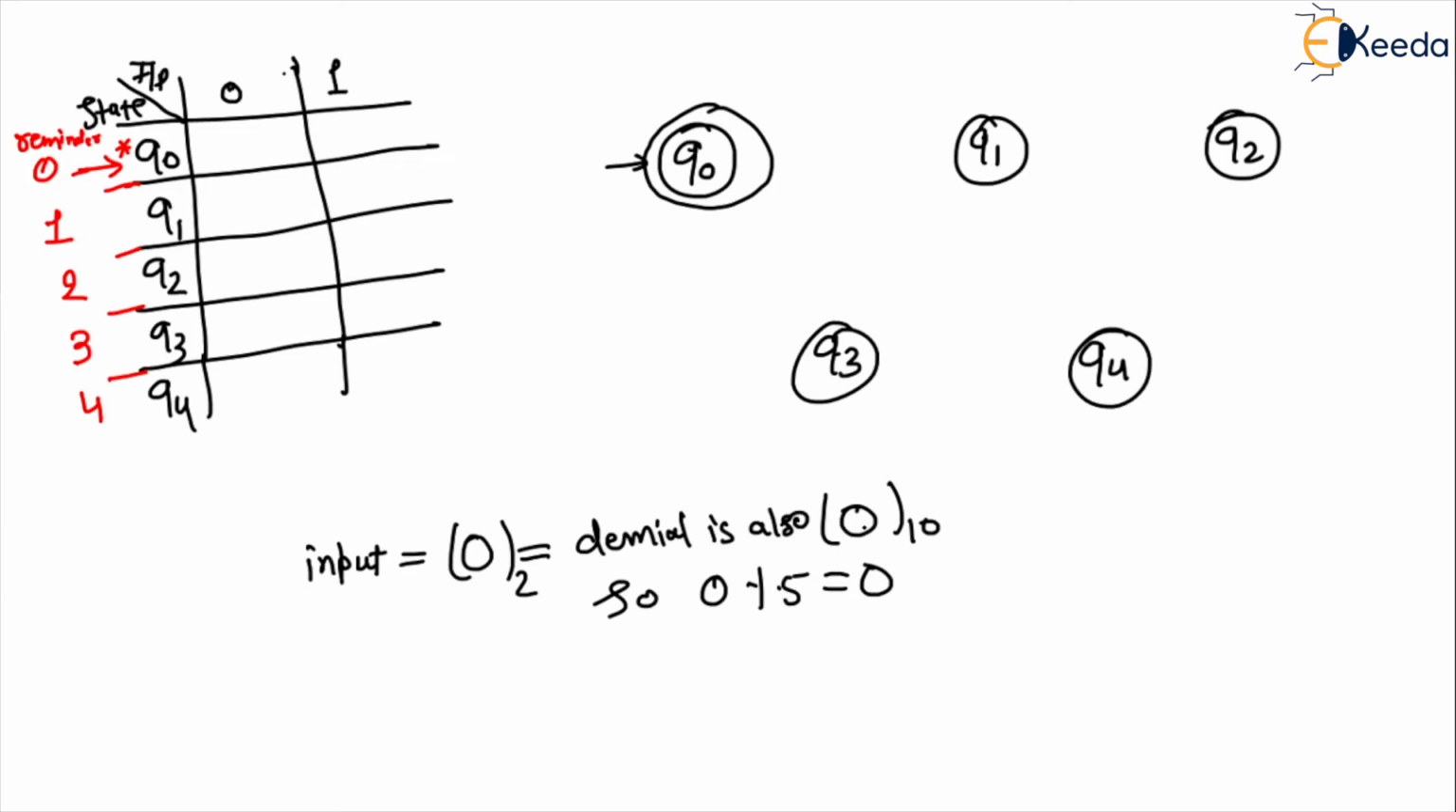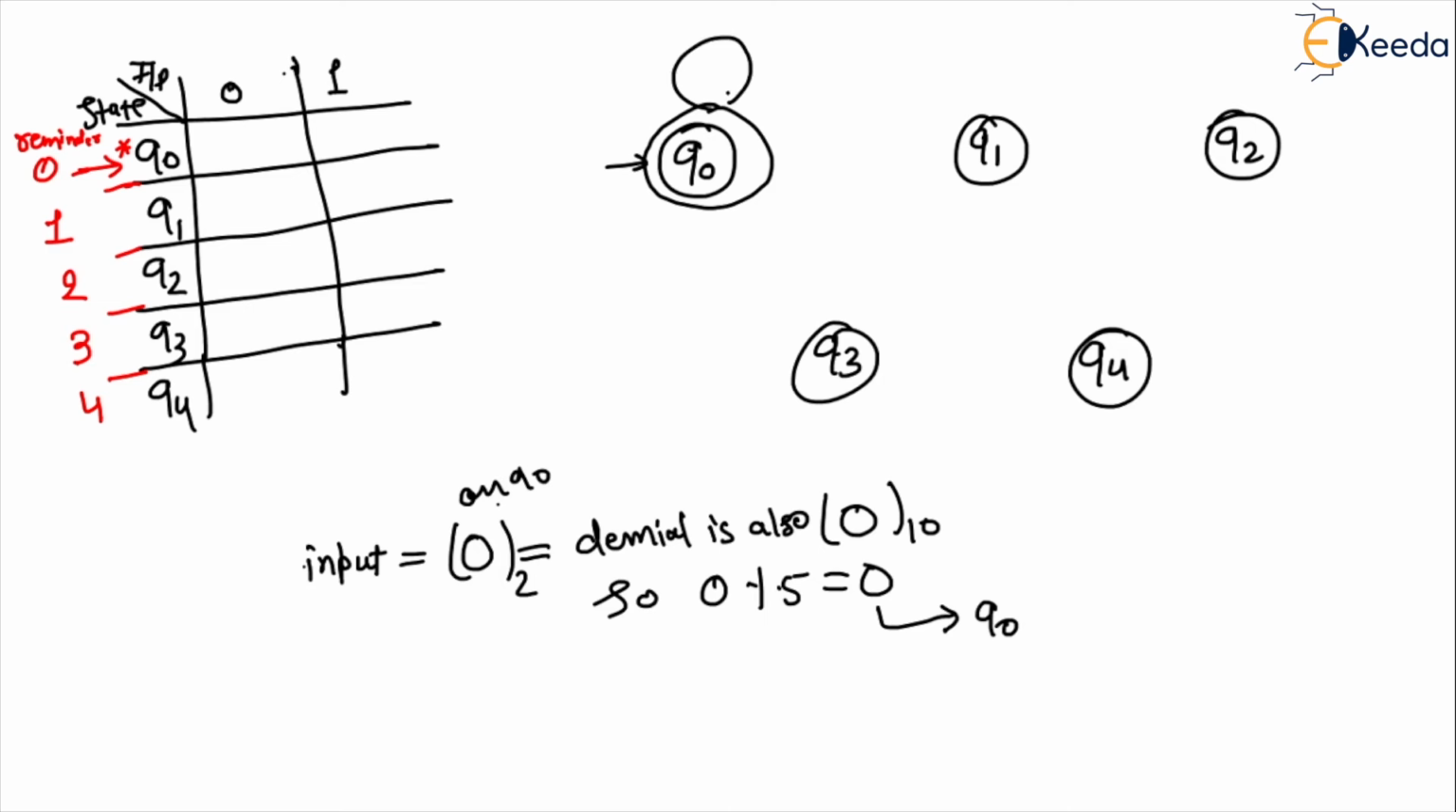And when you convert this input into decimal, that is also 0. So it is in decimal form. When you divide this decimal number by 5, the remainder is 0, meaning you go to the state whose remainder is 0. On which state is the remainder 0? That is q0. So when you apply input 0 on the q0 state, you reach the q0 state.